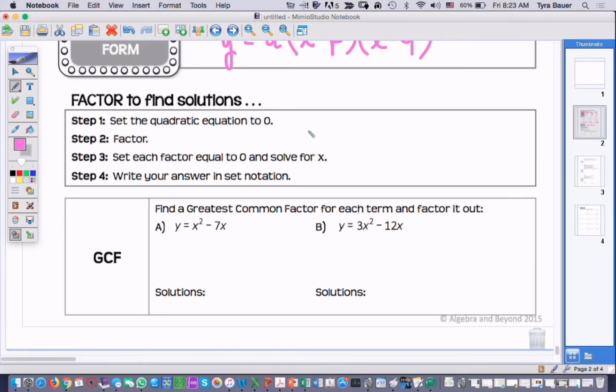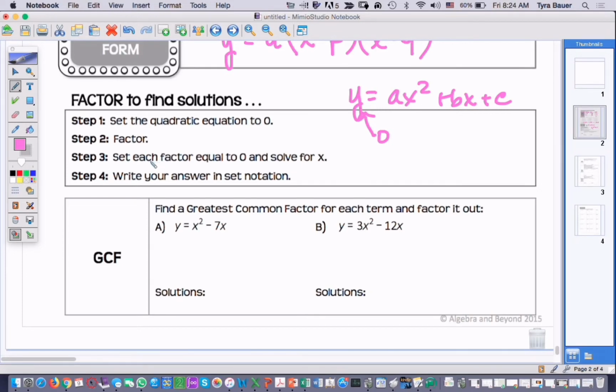Hopefully you've factored before. Okay, step 1, set the quadratic equation to 0. Why would we do that? What does that mean? Let's say it's in standard form. Why are we making this 0? Because you want to find the x-intercept, when y is 0, because that's when it's crossing the x-axis. That's why I said y would always be 0. So we set it equal to 0, and then we factor. Step 3, set each factor equal to 0 and solve for x. Step 4, write your answer in set notation.